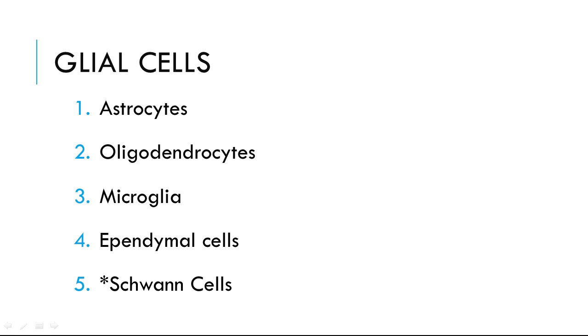Another type of glial cell found in the brain and the spinal cord are called ependymal cells. These cells line the ventricles of your brain, and they help form your cerebrospinal fluid. They help form the fluid, and they're also ciliated. What does that mean? Kind of like the cilia.